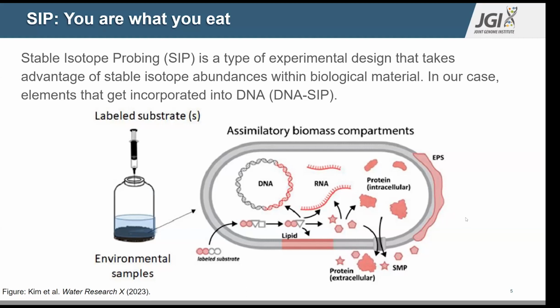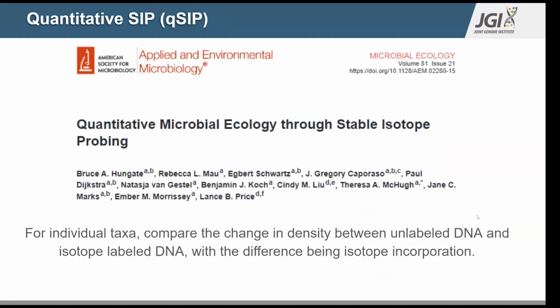And so at the very least, this tells us which microbes are actively taking up substrate and incorporating it into their biomass relative to others. Of course, SIP can also be a quite quantitative technique. So Bruce Hungate and colleagues developed a method of quantitative stable isotope probing for microbial ecology, or qSIP is what quantitative SIP is abbreviated to.